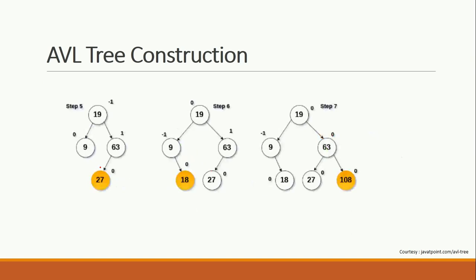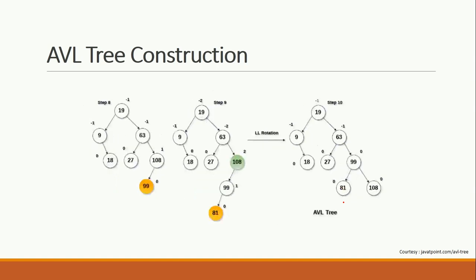Then I inserted 27, and till 27 there is no problem. Then I inserted 18, still it is balanced. I inserted 108, it is still balanced. You can find the balance factors with no problem. Now once I inserted 98, still it is balanced. After that I inserted 81. See, I have inserted 81. This is the part where I find the problem as an LL.